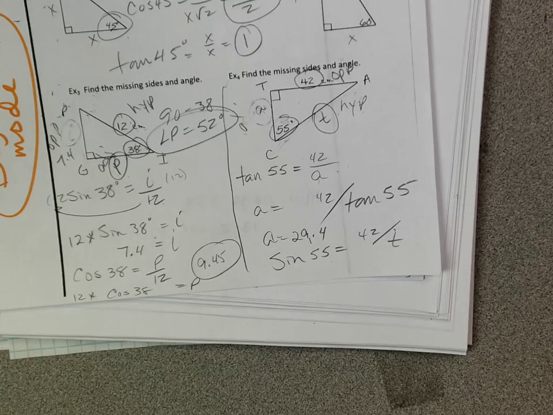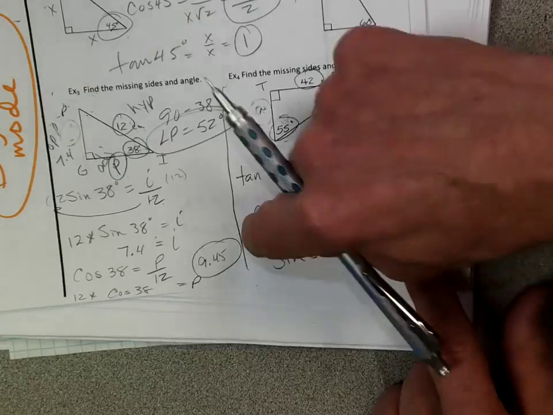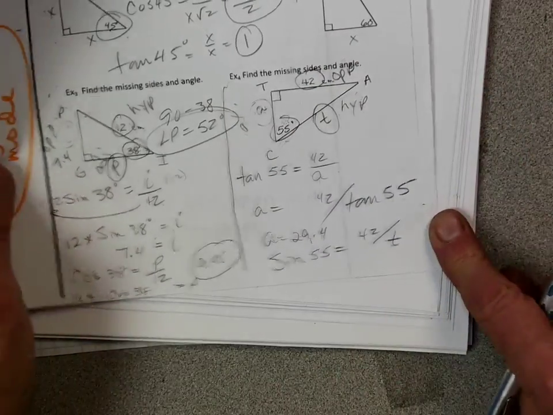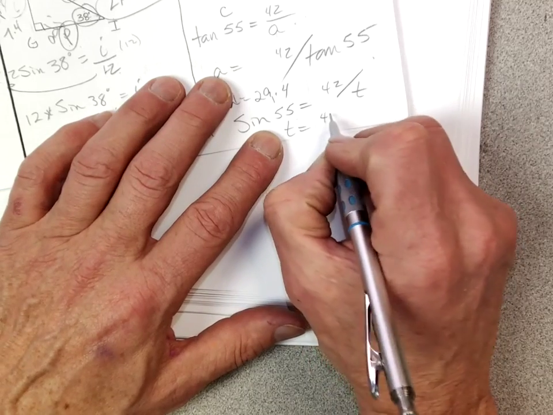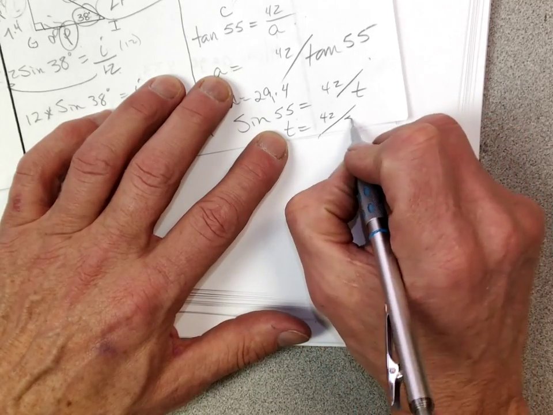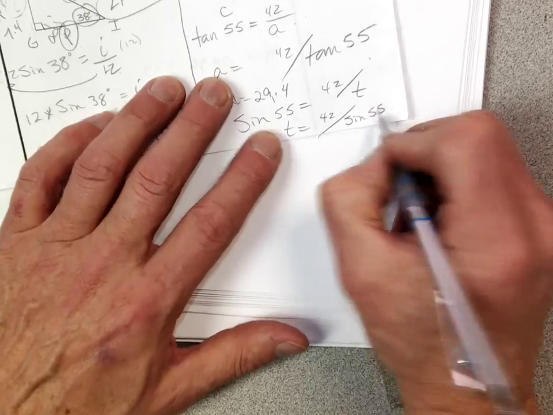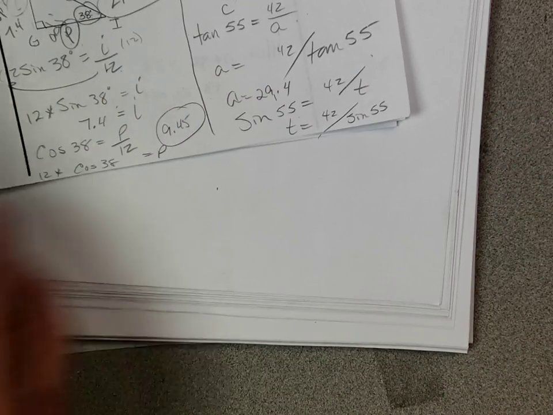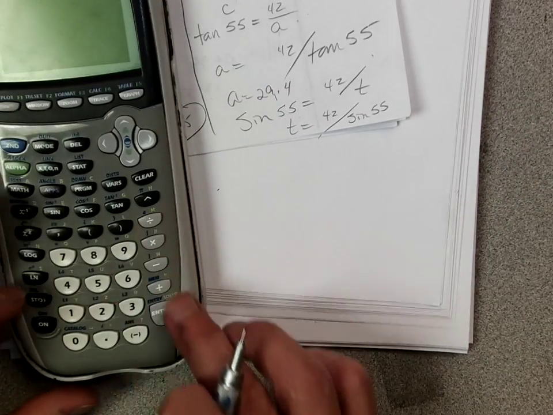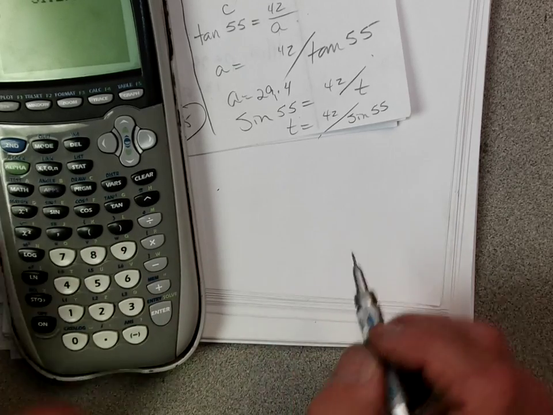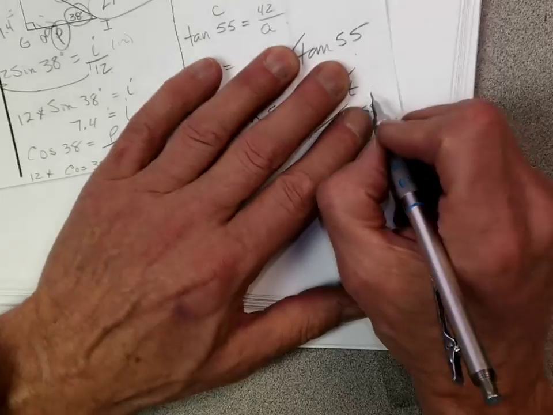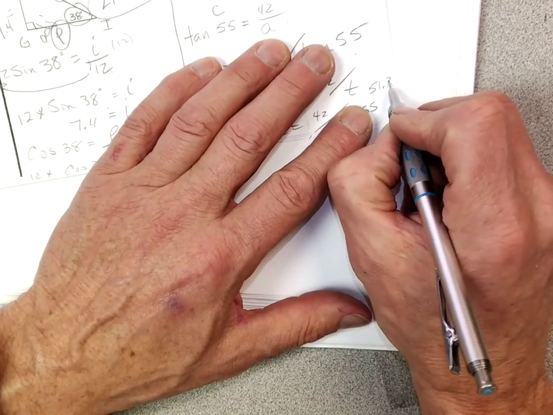Okay, we've got the same problem. We've got the t in the bottom, right? So we're going to divide. If we were to multiply by t and divide by sine of 55, what we'd end up doing is really going t is equal to 42 divided by sine of 55. Okay, I'm going to use my calculator. I'm going to go 42 divided by sine 55, close my parentheses, and I get about a 51.3, okay?